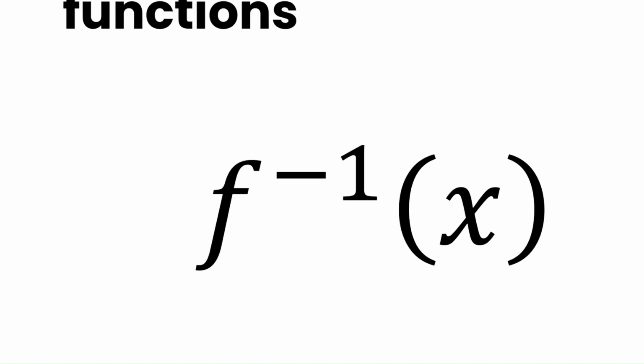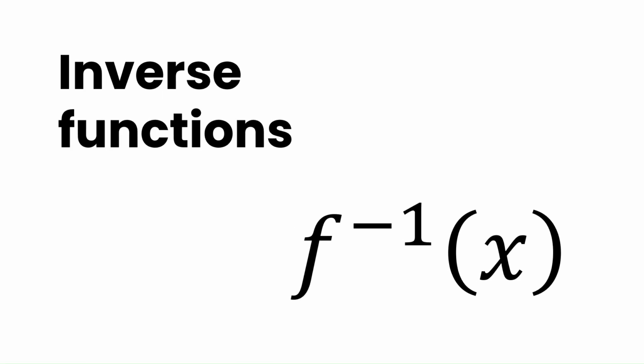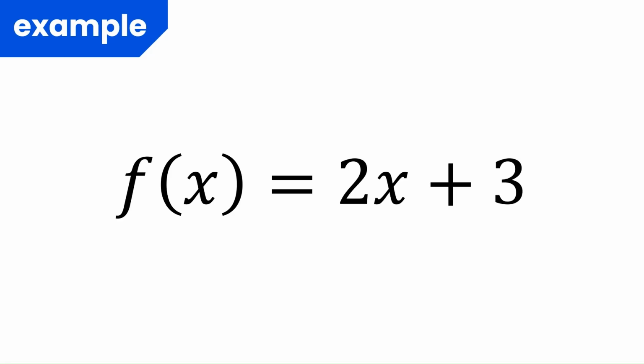An inverse function does the opposite to the original function, so if a function adds 3, the inverse subtracts 3. If a function multiplies by 2, the inverse divides by 2. Here's an example. f of x equals 2x plus 3. We've been asked to work out the inverse function. To find the inverse, we're going to follow the same steps every time.